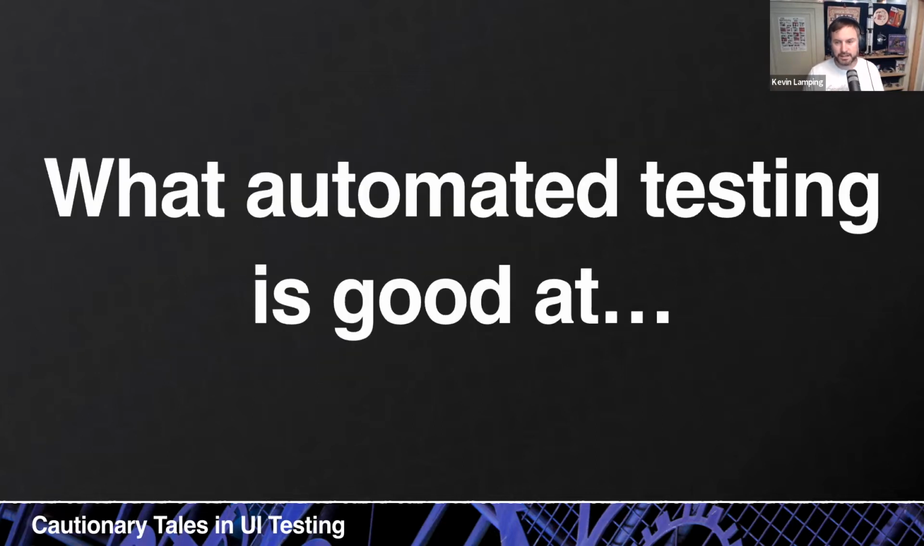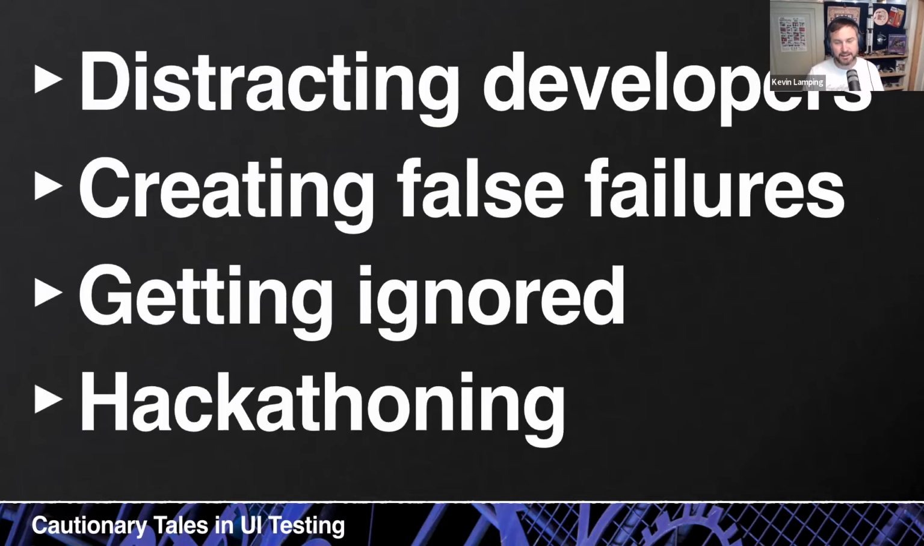Let's talk about what automated testing is good at, kind of tongue-in-cheek here. I think automated testing is really good at distracting developers from their main job, which is to write code. It's really, really good at creating false failures. I don't know how many of you have been out there working on automated tests and they're breaking for some reason, and you're trying to fix the test because the test is broken. And then you realize, wait, no, the test worked fine. It's the website that's broken. Whoa. I don't know how many times, it's kind of sad, honestly, that I'm surprised when the test catches an actual bug.